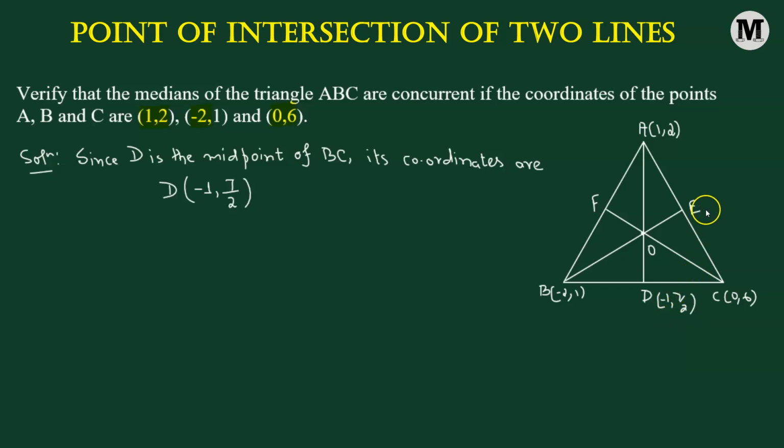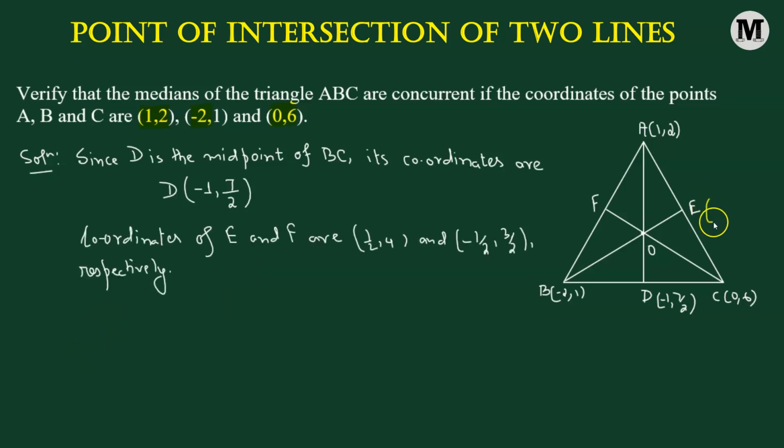Similarly, we can find the coordinates of points E and F. Let's note them down as well. The coordinates of E are 1 over 2 comma 4. All we have to do is take the sum of the x coordinates of the endpoints and divide it by 2. Similarly, for the y coordinates, take the sum of the y coordinates of the endpoints and divide it by 2. And the coordinates of point F are negative 1/2 comma 3 over 2. So now we have obtained the coordinates of D, E, and F, and we are ready to find the equation of the medians.